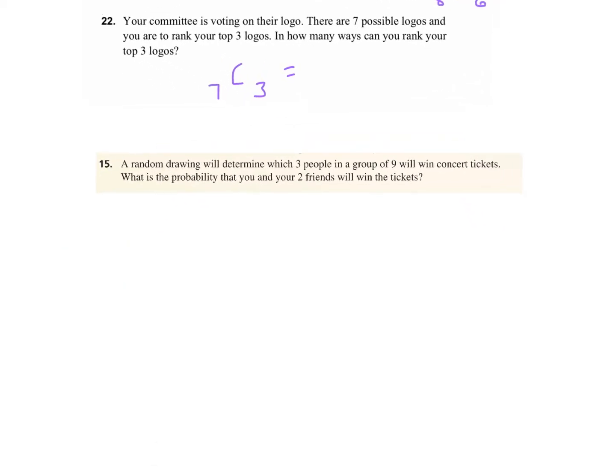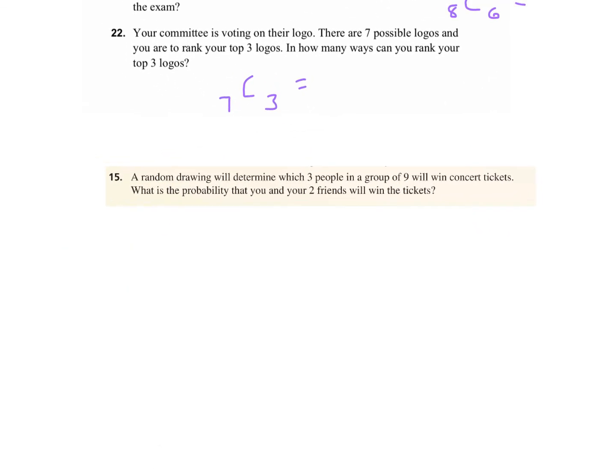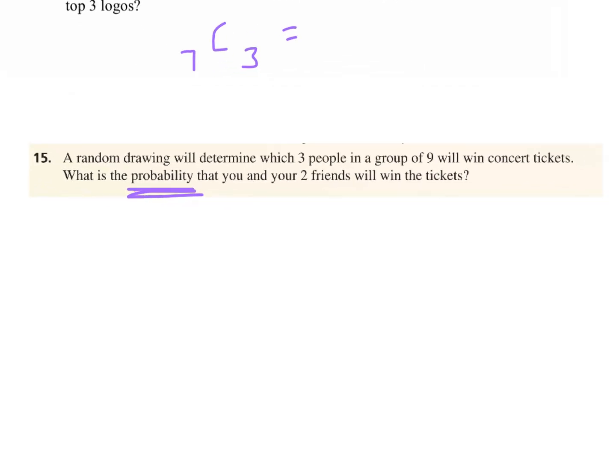Last question, number 15. A random drawing will determine which 3 people in a group of 9 will win concert tickets. What is the probability that you and your 2 friends will win the tickets? So this one is probability. Anytime it says probability and it's like the permutation or combinations types of questions, it's going to be combinations. You will not have to find probability of a permutation. So anytime it says probability, you're using combinations.